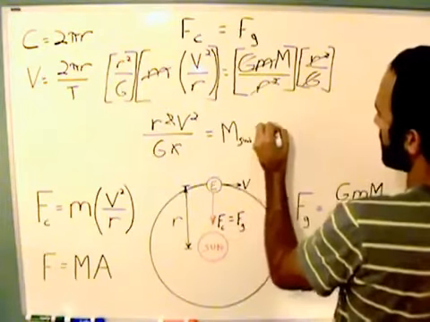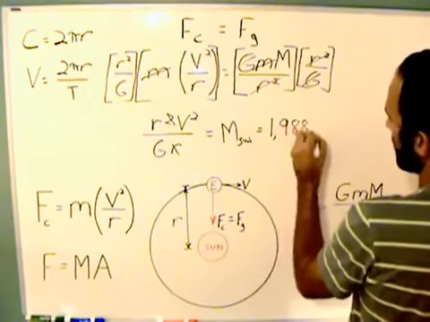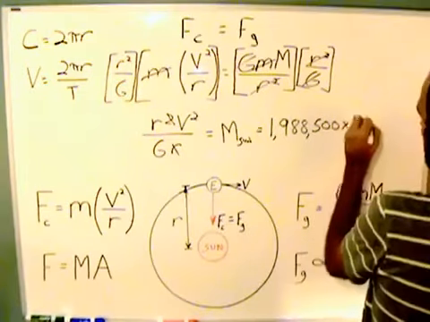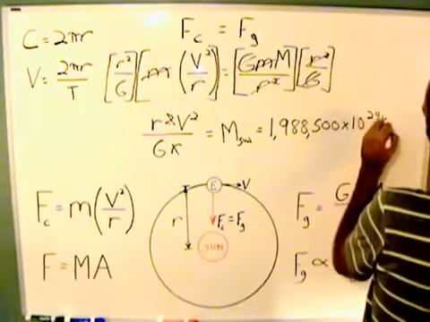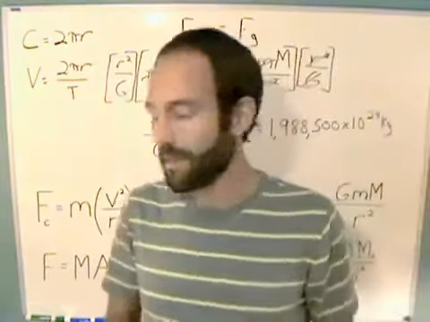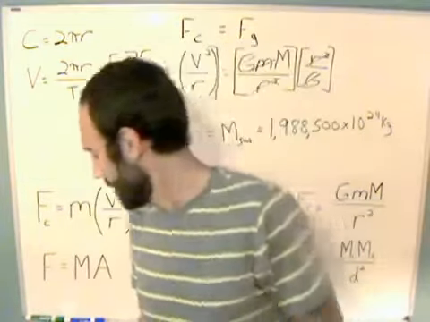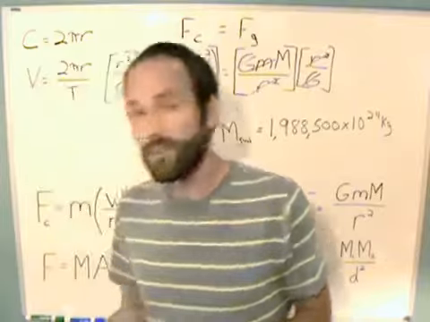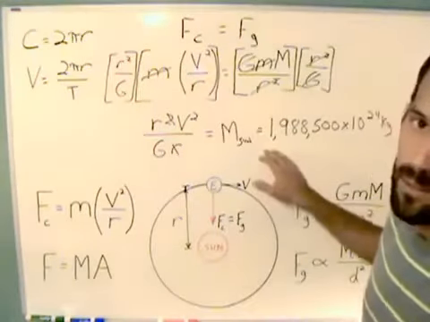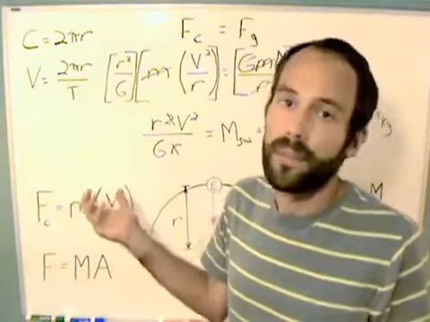And that comes out to 1,988,500 times 10 to the 24th kilograms. And this is many, many times more massive than the Earth. The Earth is actually 5.97 times 10 to the 24th kilograms, I think. Is that written down? Yep, roughly. So, many, many times more massive than the Earth, is what we're told. Which, you know, see the solar system model, the sun appears huge compared to all the planets.